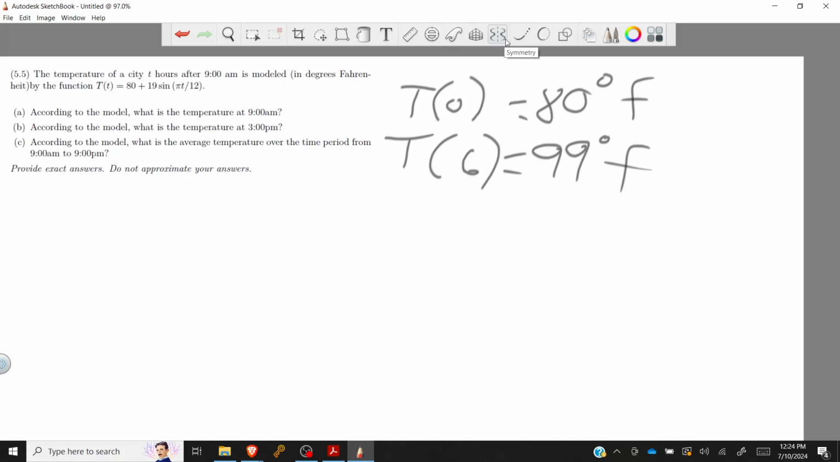So it looks like C is the one where we're going to be integrating because it wants the average temperature over a period of 9 a.m. to 9 p.m. So I did B incorrectly, but I think it's still a great exercise. And you can double check if you have a calculator that does definite integrals or numerical integrals.